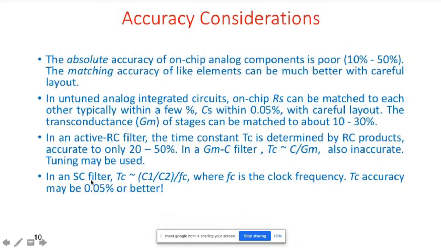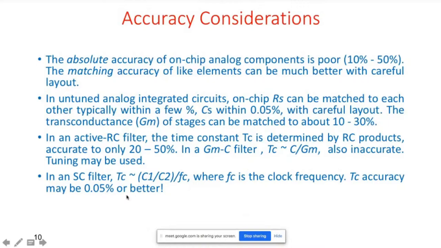it is less. So in another type of filter, which is a switched capacitor filter, your time constant depends on the ratio of capacitances and the switching frequency, where the time constant accuracy may be very good, 0.05%, or it can be better.